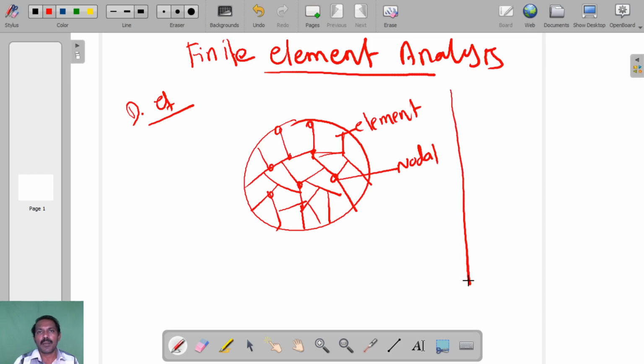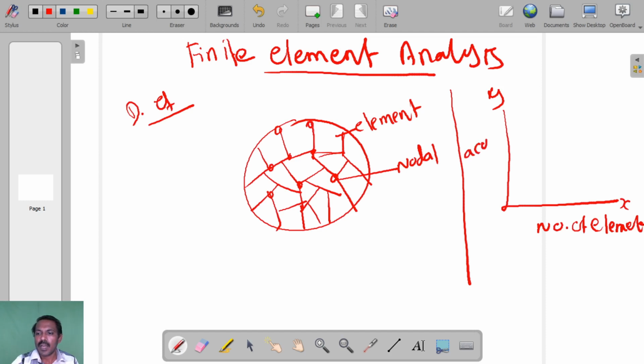Next is the main concept of finite element analysis. First, we draw the x-axis and the y-axis. The x-axis is for the number of elements and the y-axis is for accuracy. As the number of elements in the body increases, the accuracy also increases, until the accuracy becomes constant. This is the main concept of finite element analysis.